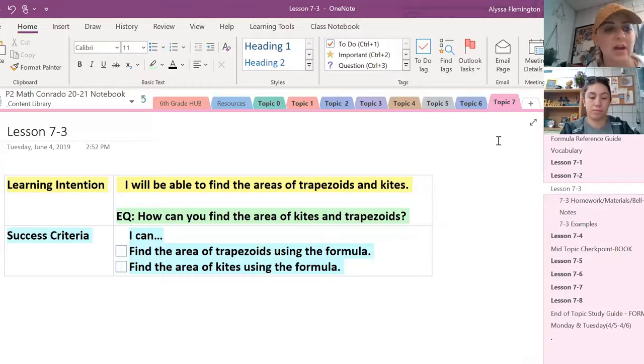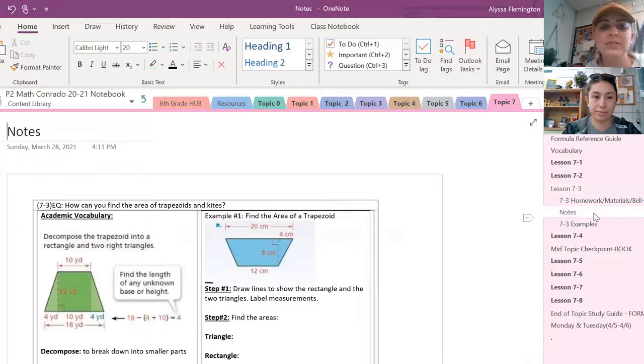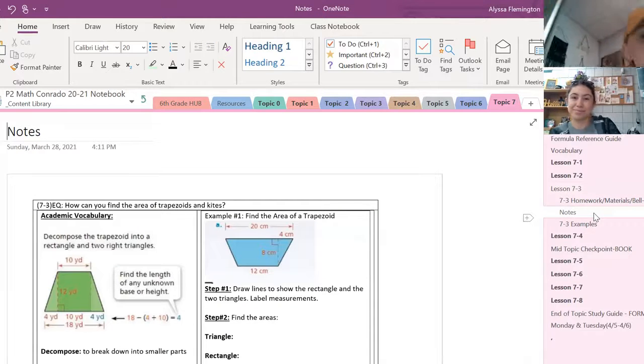Lesson 7-3, our learning intention: I will be able to find the area of trapezoids and kites. Our essential question: how can you find the area of kites and trapezoids? How do you know you're successful today? I can 1, find the area of trapezoids using the formula, and 2, find the area of kites using the formula. All right, Ms. Conrado, take it away.